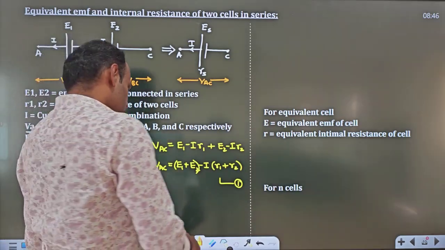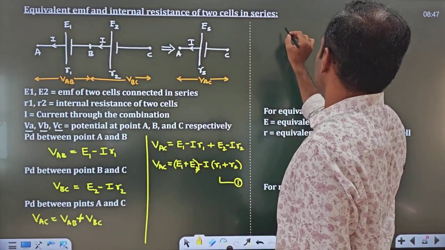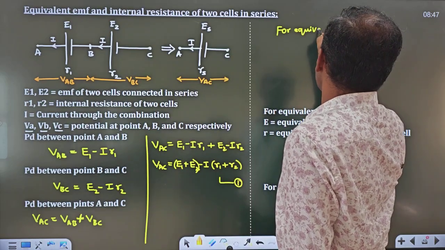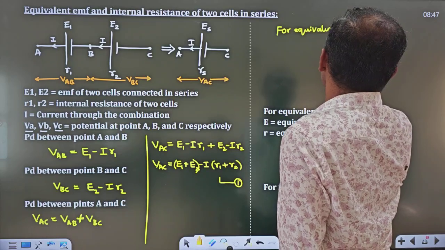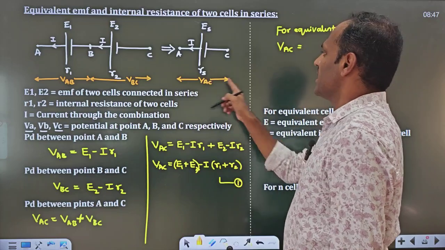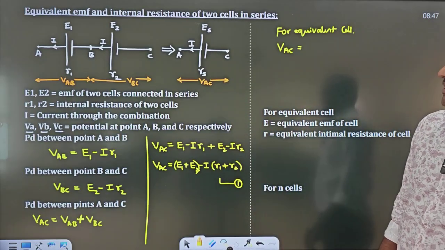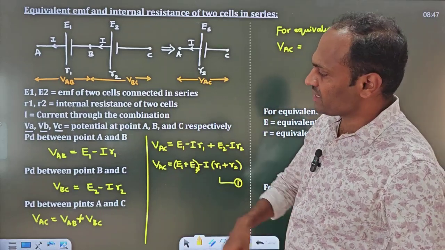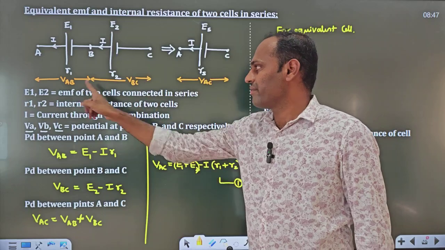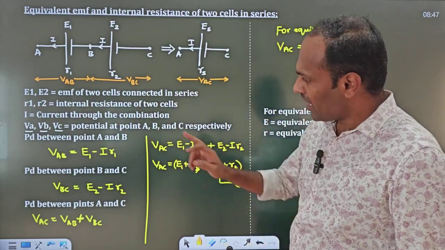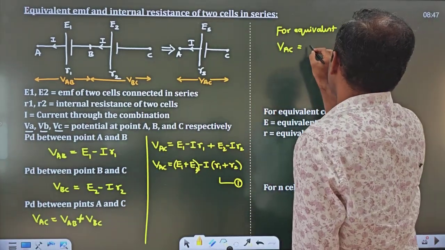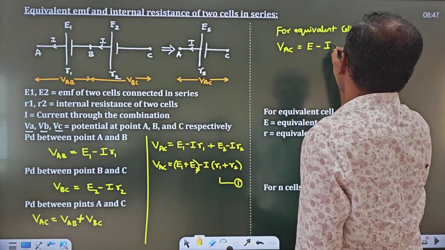Next, for the equivalent cell, the terminal potential difference of that cell I will write as VAC. Just as you applied V is equal to E minus IR once to this cell, once to that cell, and then added and simplified, in the same way apply this formula for this cell: E minus IR.